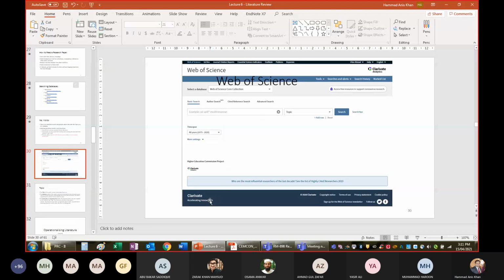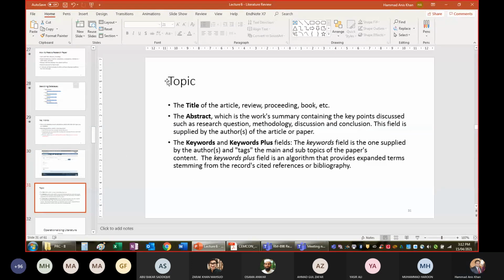Okay, so this is the Web of Science website. Here you can search a topic. In the basic search you can write some keywords and click search to find the research papers. You can search by the topic, the title of the article, review, proceedings, books. The first is the title, the second is the abstract, which is the work summary containing the key points, research questions, methodology, discussion, and conclusion. This field is supplied by the authors of the paper.